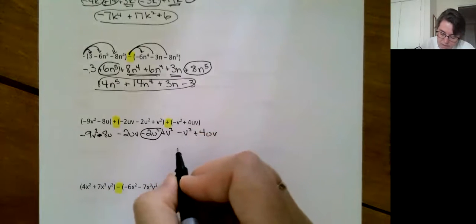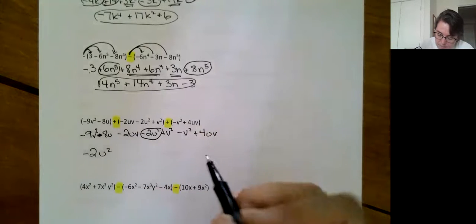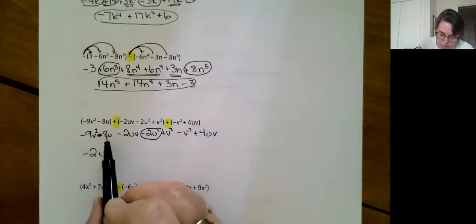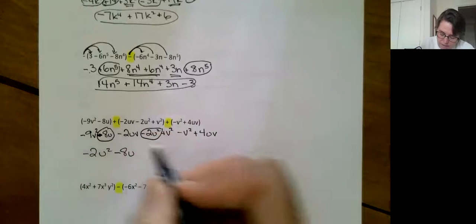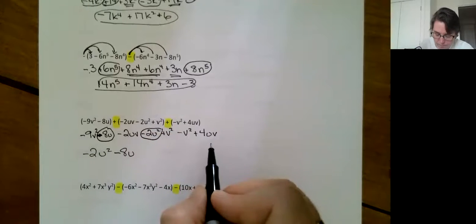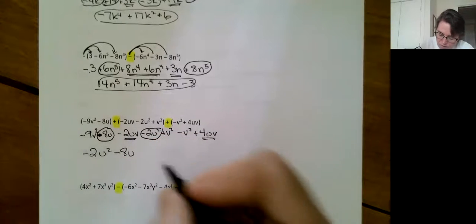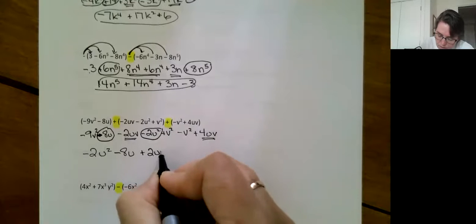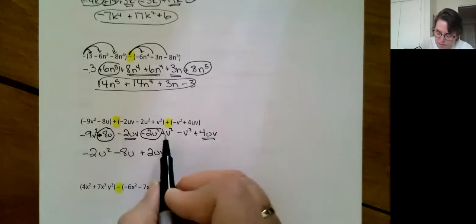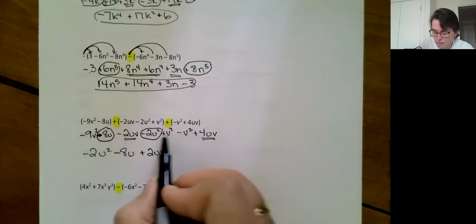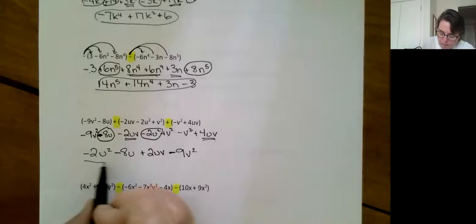There's a u squared. I don't think there's any other u squared, so minus 2u squared. Now, are there any plain u's? There it is, minus 8u. That one's done. Now, uv would come next. So we've got negative 2uv plus 4uv, so it's going to be plus 2uv. And then we've got v squared. So minus 9v squared plus v squared minus v squared. Well, those two are just going to cancel out to 0. So minus 9v squared.